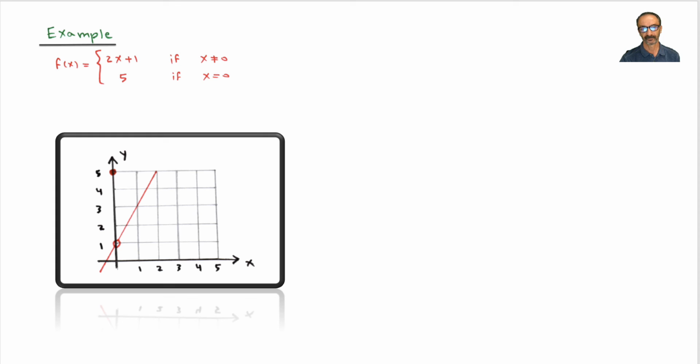Here's a graph. Slope of 2, y-intercept of 1, but at x equals 0, it's supposed to be up here, but it's not defined. I have to redefine it or move it up to 5. You see the 5 is dark? So that's my graph. F of 0 is 5. That's defined here, and the graph shows it.